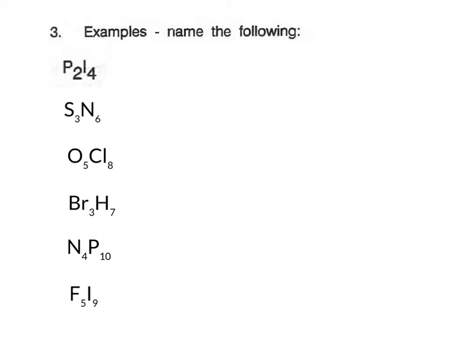And our last one, we have F5I9. Fluorine is written as fluorine. Iodine becomes iodide. 5 is penta, so we have pentafluorine. 9 is nona, so nona iodide. So pentafluorine nona iodide. How did you do?